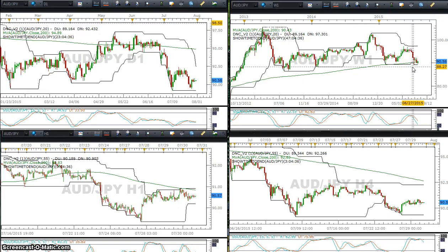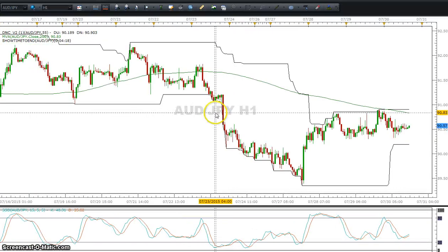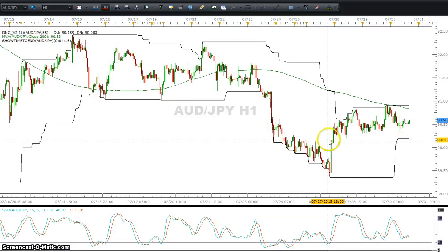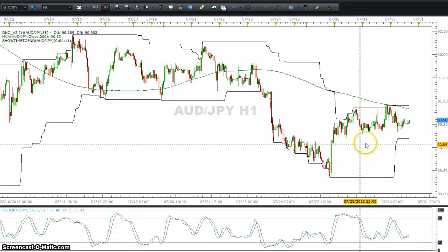Again, on the daily chart, same thing. Touched the upper channel, took out the lower, continually has taken out the lower. Nice retracement here. And if I go down to the 1 hour chart, I see something interesting. Our lower Donchian channel has moved up quite a bit.